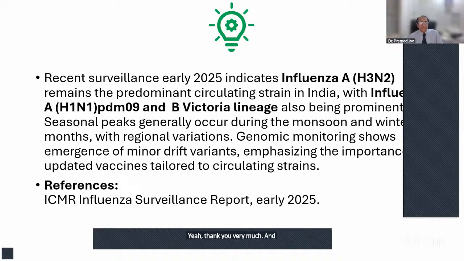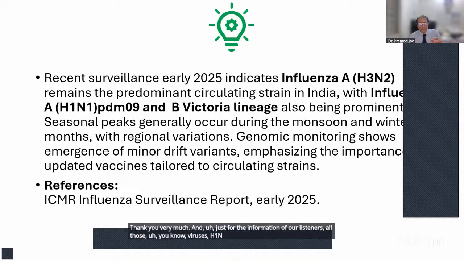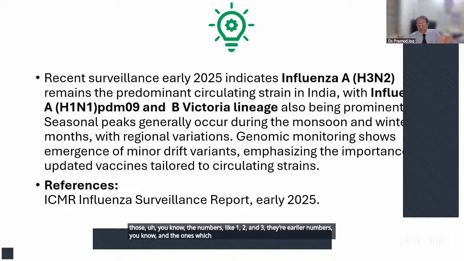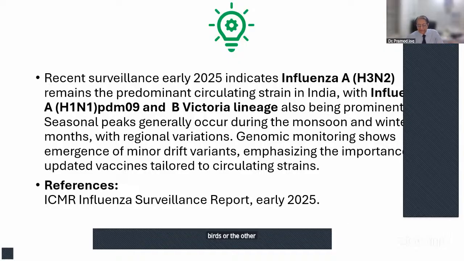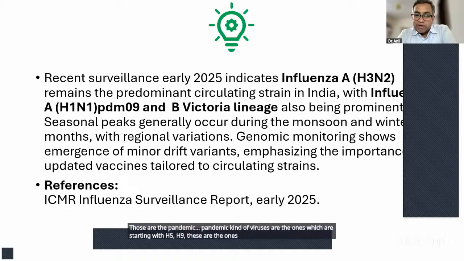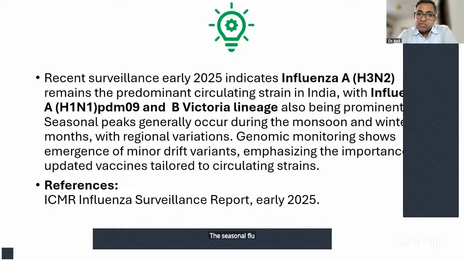Just for the information of our listeners, for the viruses H1N1, H3N2, the numbers 1, 2 and 3 are the earlier human ones. The non-human ones, like H5N9 and the other numbers, usually affect birds or other animals. The pandemic kind of viruses are the ones starting with H5, H9. These are the ones which cause pandemics. The seasonal flu which has been there throughout the year has been H1N1 and H3N2.